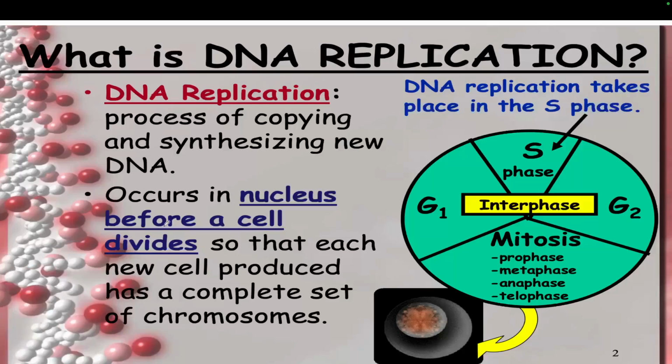So this DNA replication occurs in the nucleus before a cell divides. Okay, so it should be present in two quantities so that it can pass half of the quantity to its offspring. It is present in the nucleus so that each new cell produced has a complete set of the chromosomes.